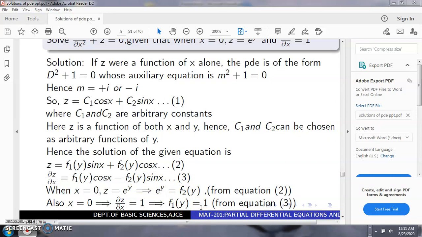Now substituting the values of f1(y) and f2(y) in equation 2, we get z is equal to 1 into sin x plus e^y cos x. So our answer is z = sin x + e^y cos x, which is our required solution to our problem. So I think all of you have got an idea about the solution of partial differential equations by direct integration. Thank you.